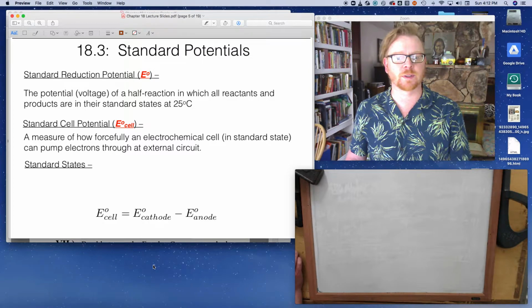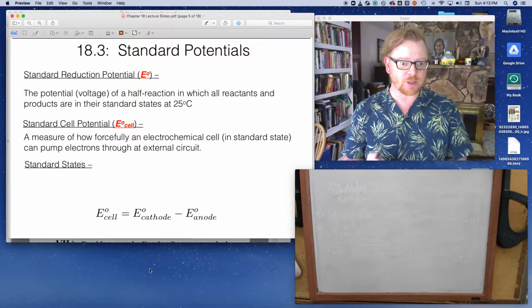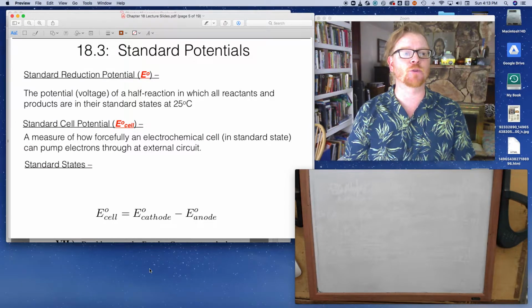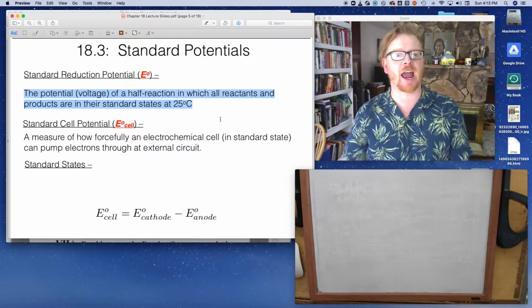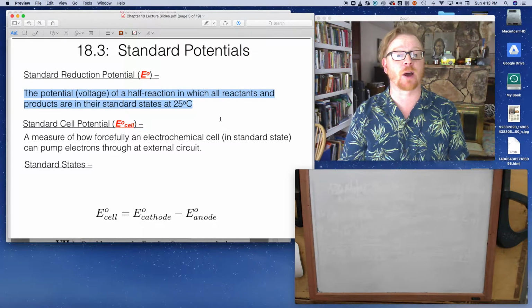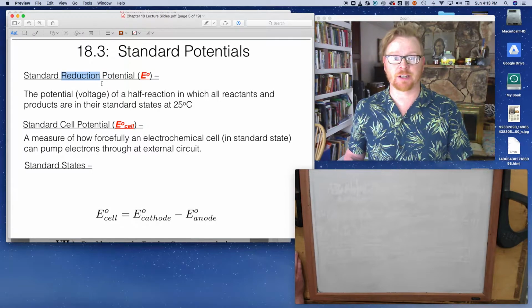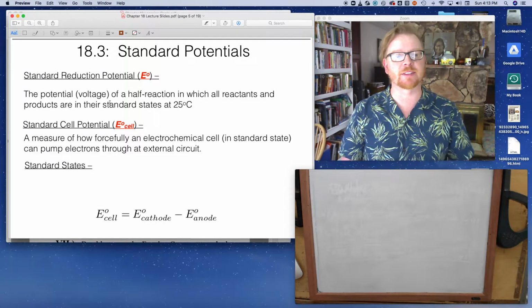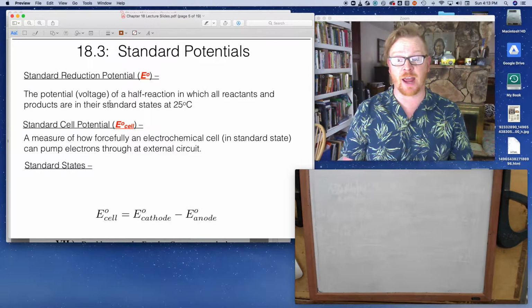Okay, so here we go with section 18.3, standard potentials. So a few definitions, and then we'll talk about what these definitions mean. So the standard reduction potential is the potential voltage of a half reaction in which all reactants and products are in their standard state at 25 degrees Celsius, 298 K. So the key word here is reduction. This is the potential voltage, or you could think of it as similar to the energy that's given off for a reduction reaction.